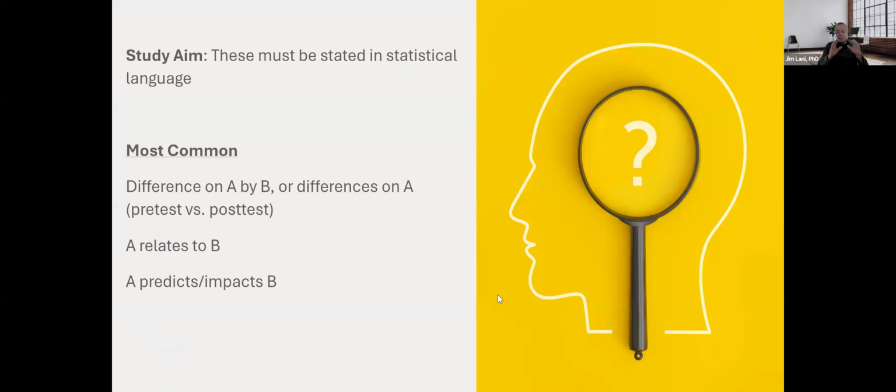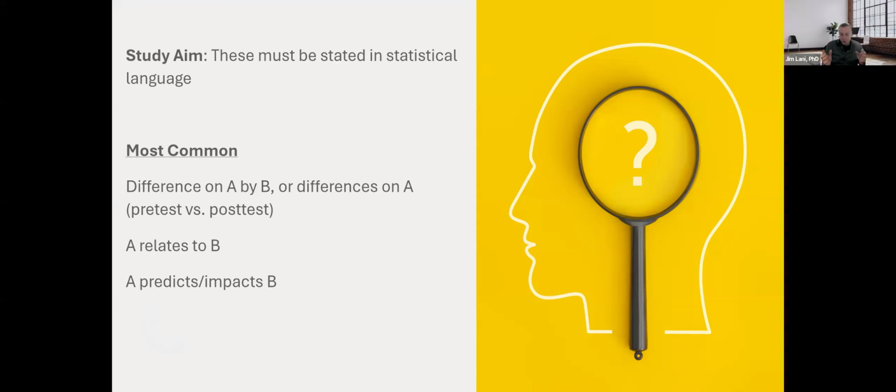Okay, let's go back to the statistical language business. The most common ways to language these things are really simple: differences, relatedness, and prediction. There are other things you could add to this, but basically these three things get you a long way. Are there differences on A by B? Or differences on A, knowledge, pre to post, something of this sort? Differences.